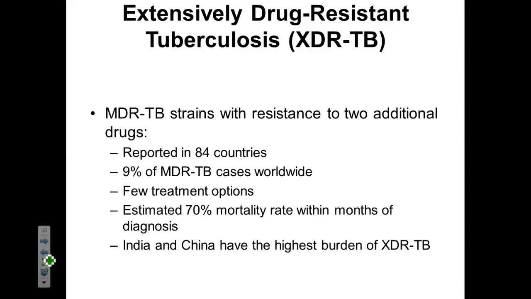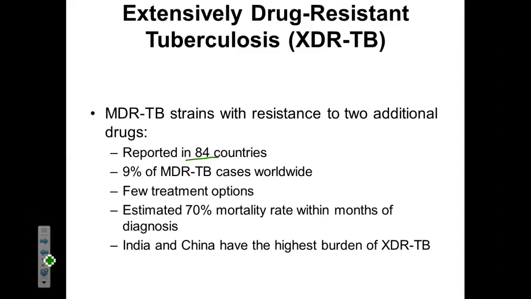These multi-drug resistant TB strains are typically going to be resistant to 2 additional drugs in addition to the 2 minimum. So typically multi-drug resistant tuberculosis is going to be resistant to at least 4 antibiotics. We've found multi-drug resistant tuberculosis in 84 countries. Oop, I stand corrected. My bad.